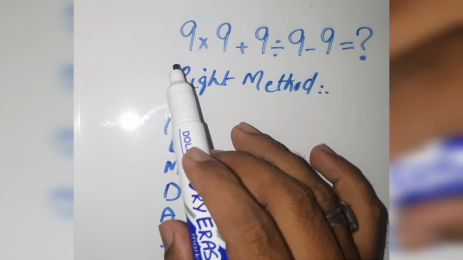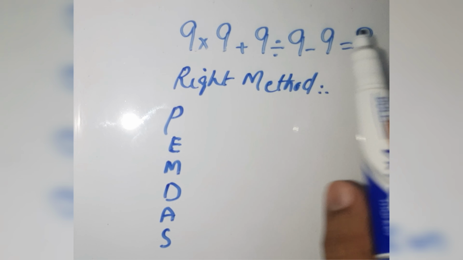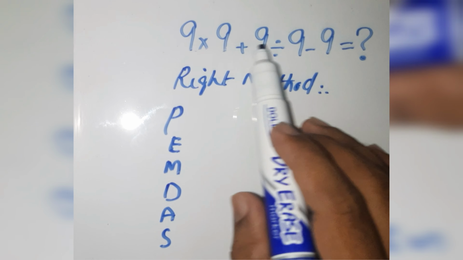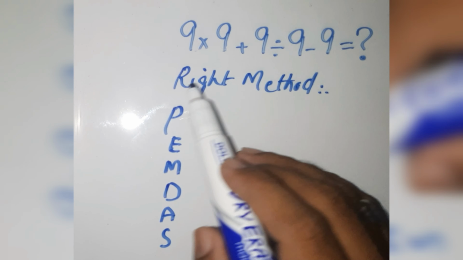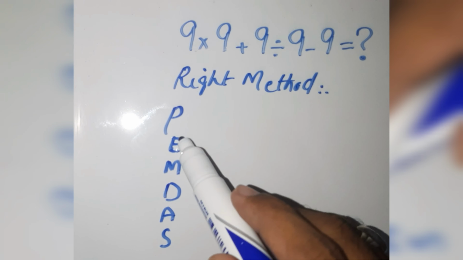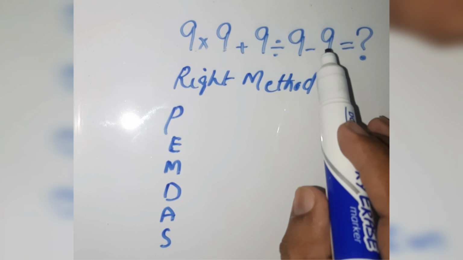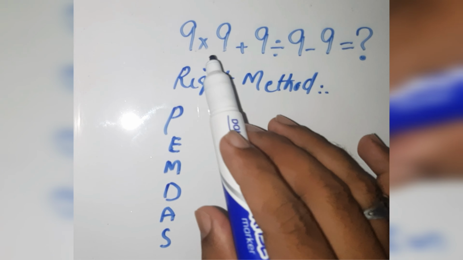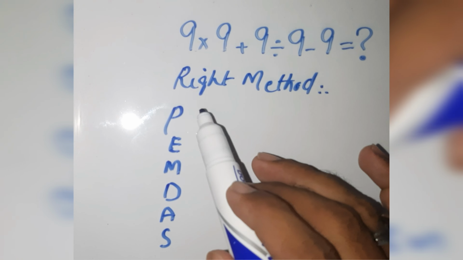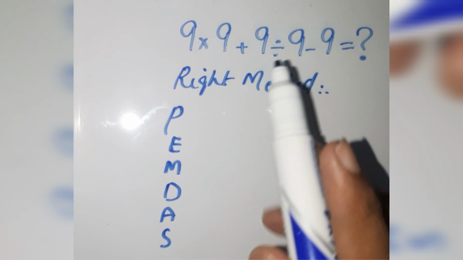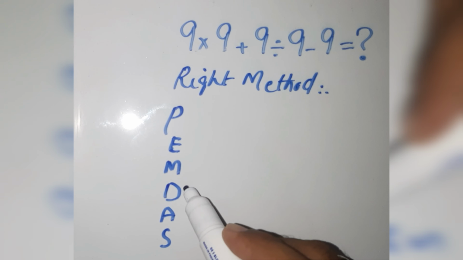Now here in this expression there are only 4 symbols: multiplication, addition, division and subtraction. According to the PEMDAS rule, first we do parenthesis, but in this expression there is no parenthesis. Then exponent, we also know that there is no exponent expression, so we do multiplication and division.